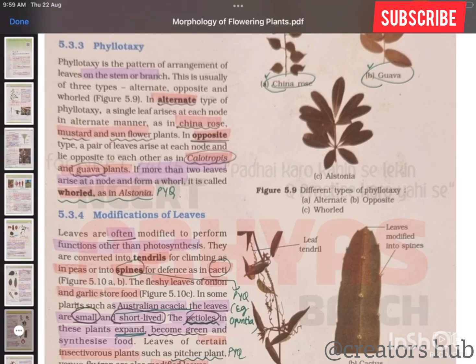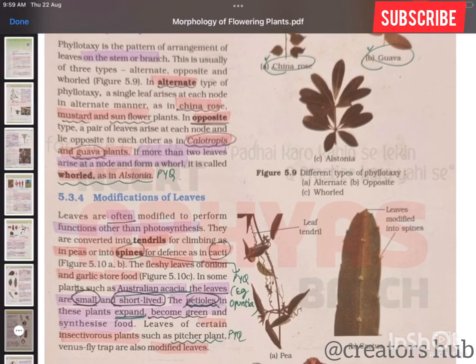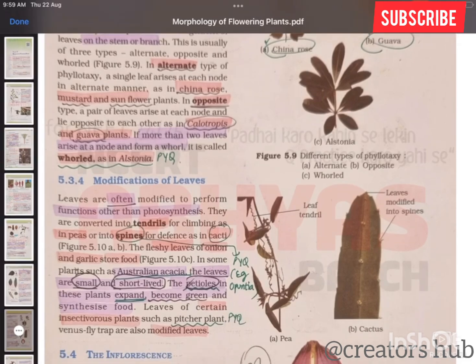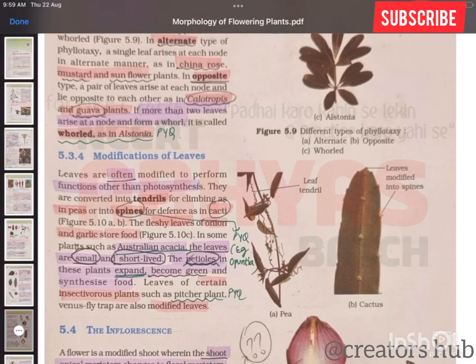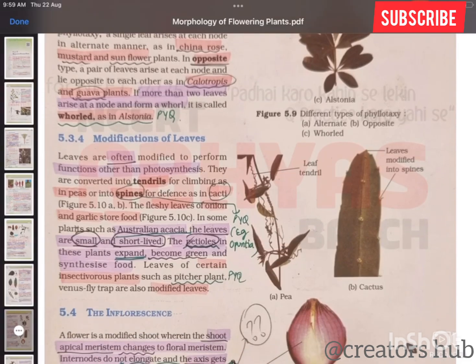In the alternate type of phyllotaxy, a single leaf arises at each node in an alternate manner, as in China rose, mustard, and sunflower plants. In the opposite type, a pair of leaves arises at each node and lies opposite to each other, as in Calotropis and guava plants. If more than two leaves arise at a node and form a whorl, it is called whorled, as in Alstonia.